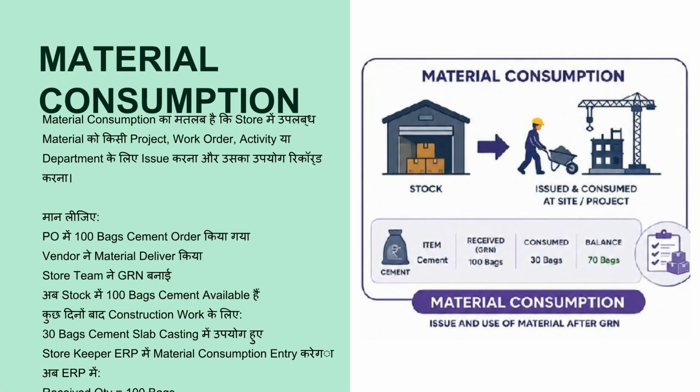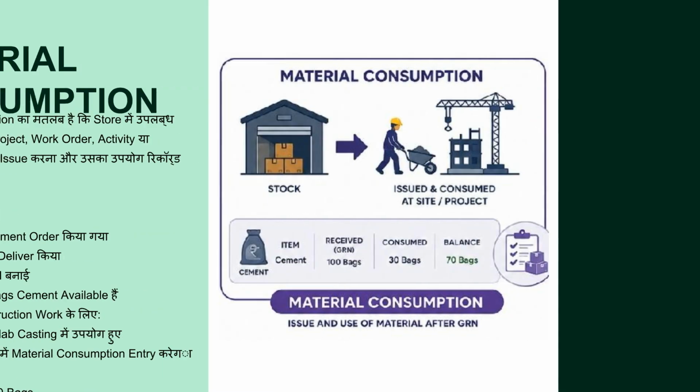Material consumption refers to issuing available material from the store for a project, work order, activity, or department, and recording its usage. If 100 bags of cement were received and 30 bags were used for slab casting, the storekeeper records this. The ERP will now show 70 bags in balance stock.